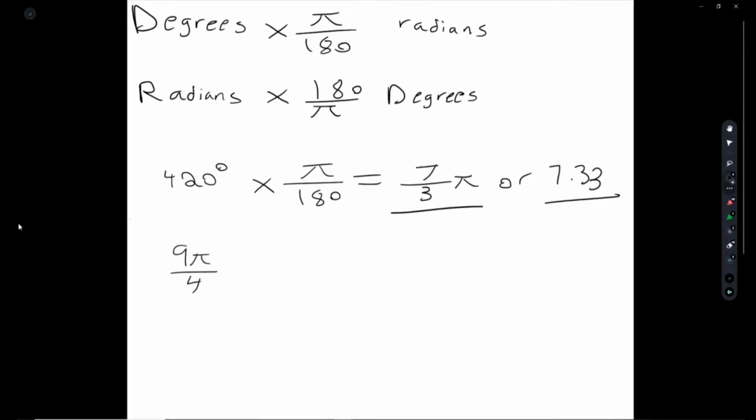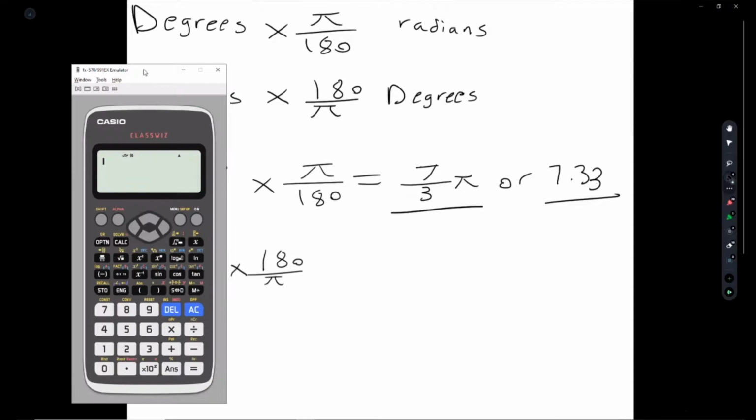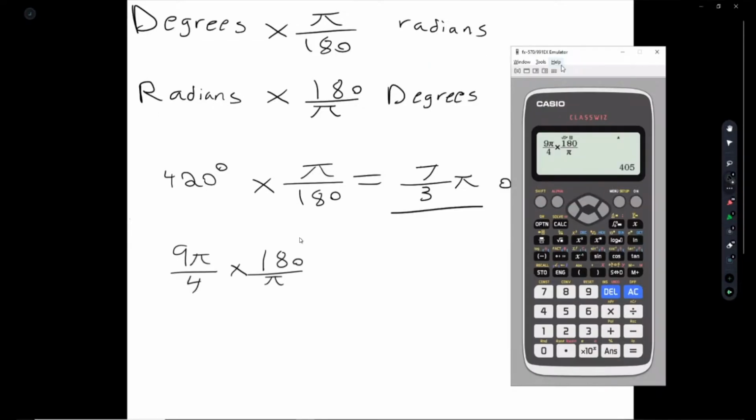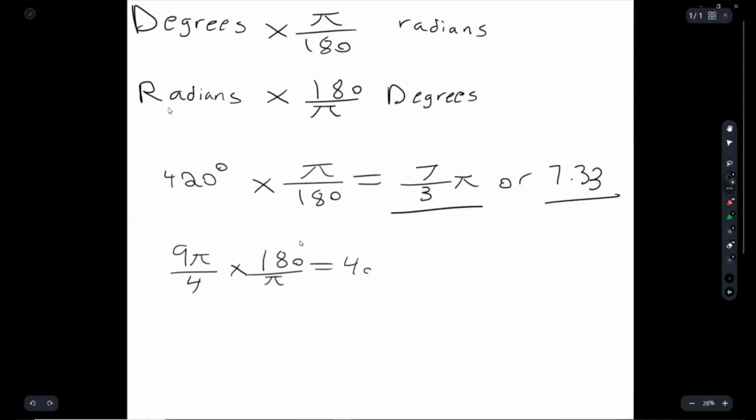For the next question, they're asking us to convert from 9 pi over 4 to degrees. So again, following the formula, converting from radians to degrees requires us to multiply by 180 over pi. So we just put this on the calculator. 9 pi over 4 times 180 over pi. The answer is 405 degrees. And that's our answer. Okay, on to the next one.